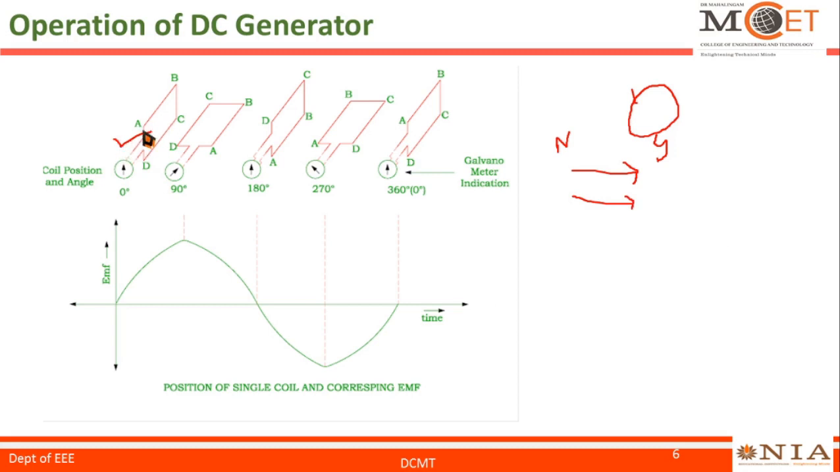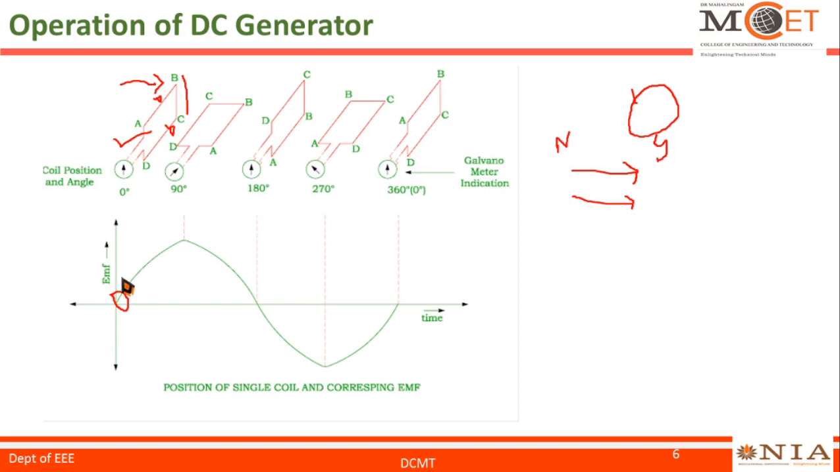From this we can understand the plane of the coil is perpendicular to the flux lines, but the coil sides are parallel to the magnetic field. So the EMF induced will be 0, which is indicated at this position. Now the coil is rotating from 0 to 90 degrees.